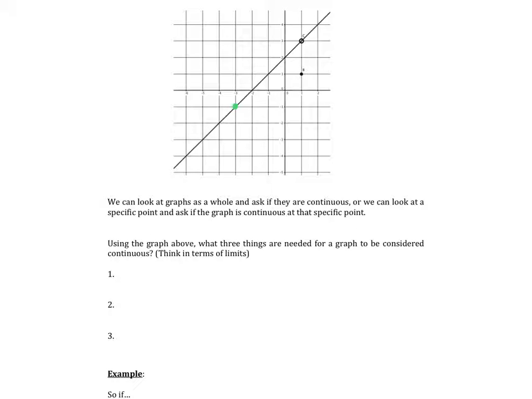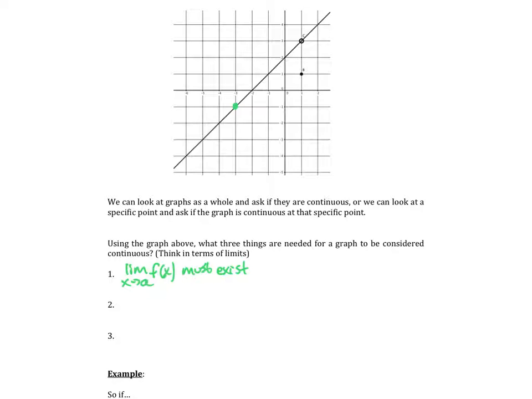So I want to think about this in terms of limits. There are three things that we need to prove or state a graph is continuous. The first thing that we must say is that the limit as x approaches a, and a just represents a value, the limit as x approaches a of some function must exist. If we're going to argue that a function is continuous at a singular point, this statement must be true.